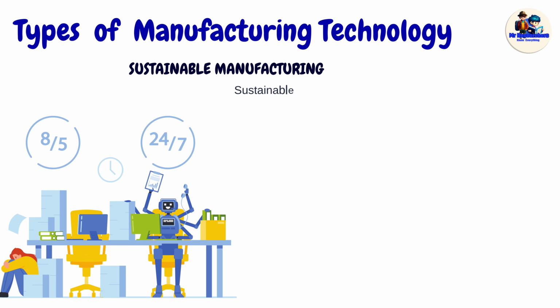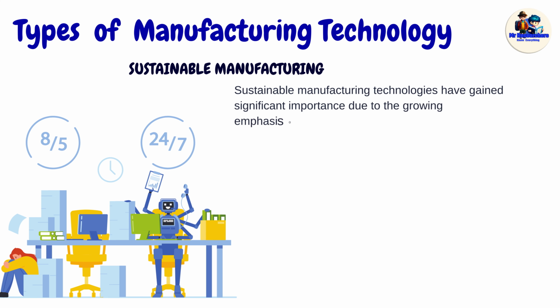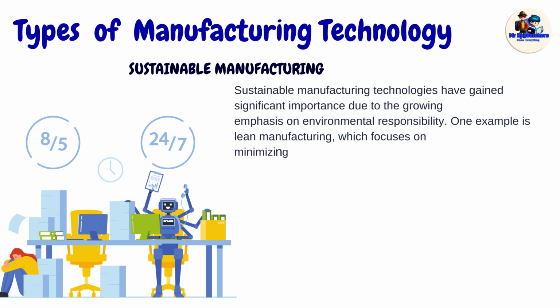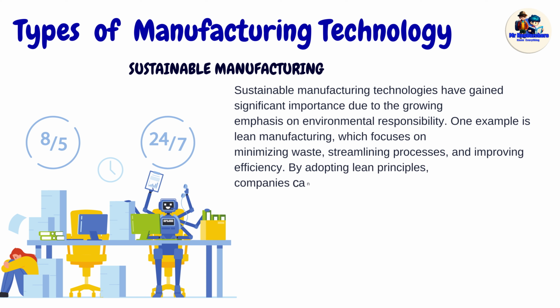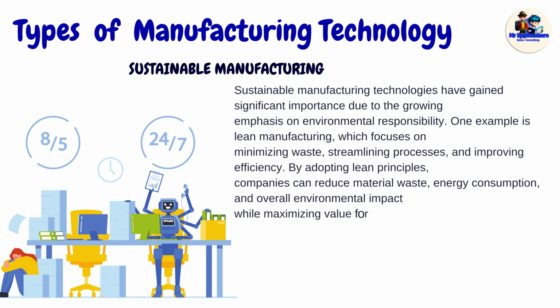5. Sustainable manufacturing. Sustainable manufacturing technologies have gained significant importance due to the growing emphasis on environmental responsibility. One example is lean manufacturing, which focuses on minimizing waste, streamlining processes, and improving efficiency. By adopting lean principles, companies can reduce material waste, energy consumption, and overall environmental impact while maximizing value for customers.